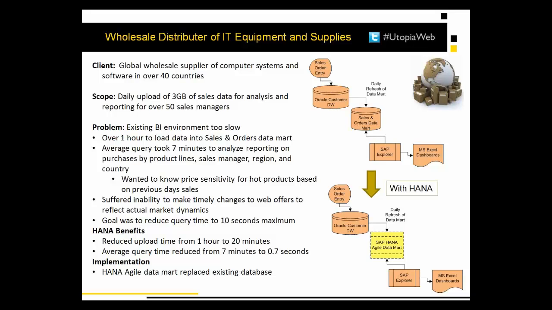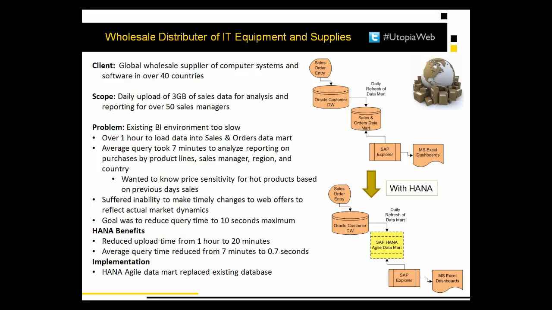So the HANA benefit here was, as you can see in the lower right-hand corner of the modified systems architecture, they replaced their sales and order data mart, their disk-based data mart, with a HANA Agile data mart. They pulled all the data into HANA. They did away with the sales and order data mart, and they reduced their upload time from 1 hour to 20 minutes, and they reduced their average query time to less than 0.7 seconds, which was fantastic for them. And it improved their overall decision making.